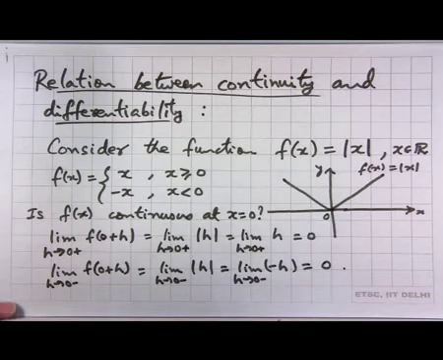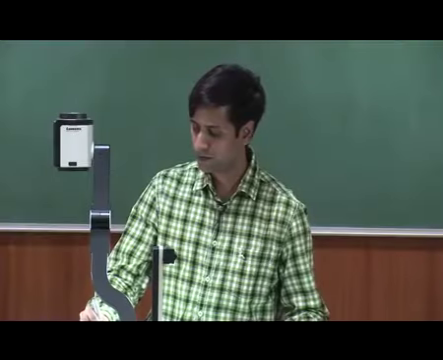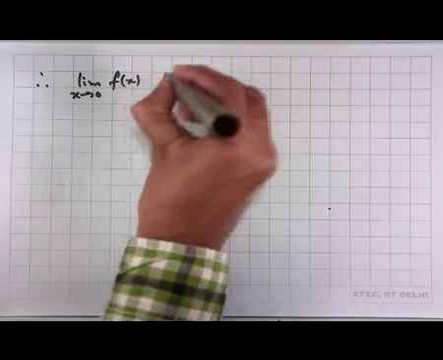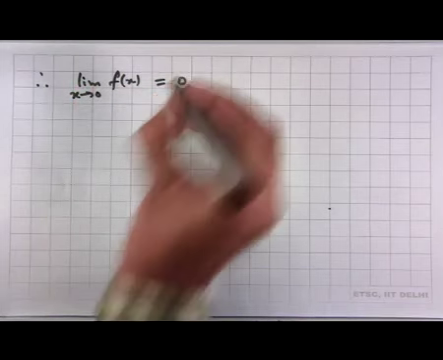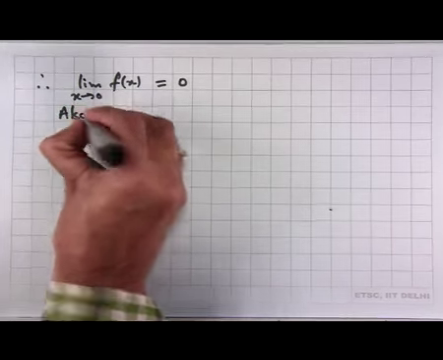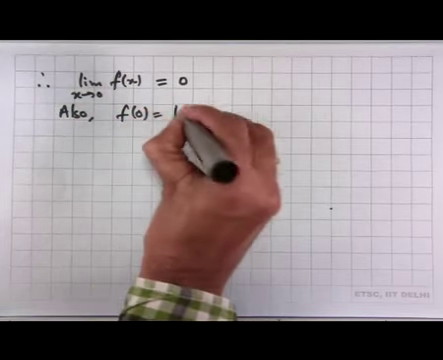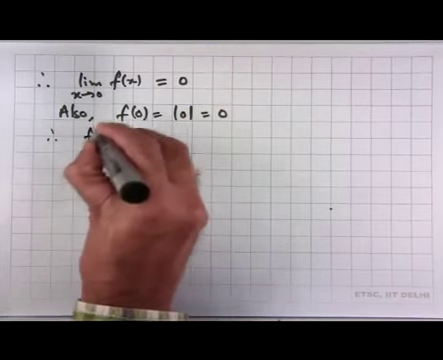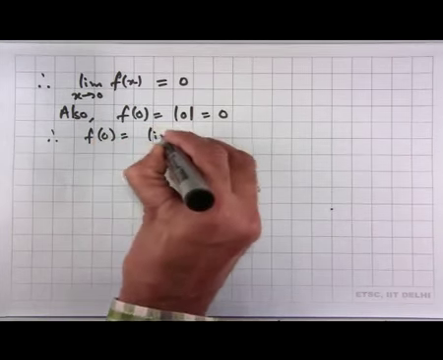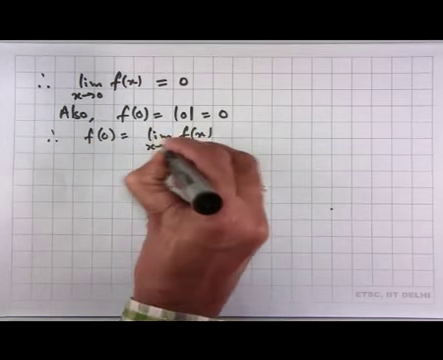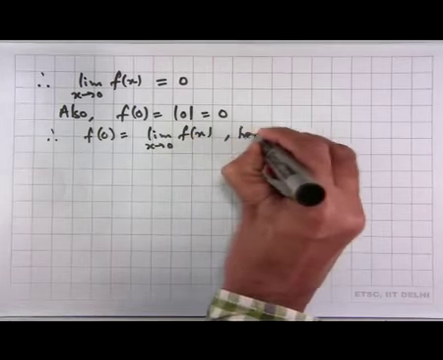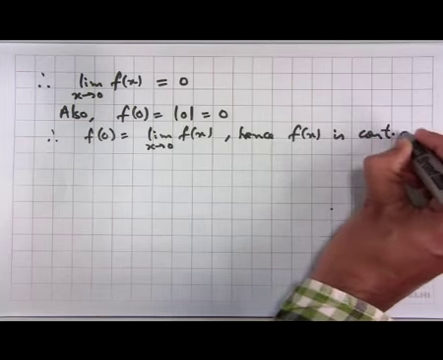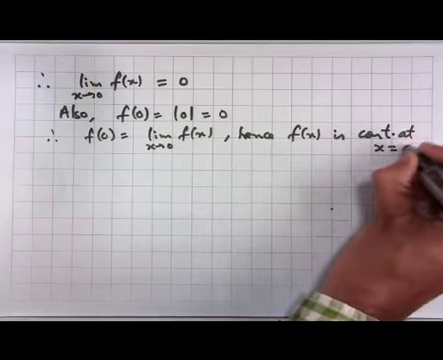So, the limit exists. Therefore, the limit of f of x as x approaches 0 is equal to 0. Also, f of 0 is mod 0, which is 0. So, therefore, f of 0 is the limit of f of x as x approaches 0, hence f x is continuous at x equal to 0.